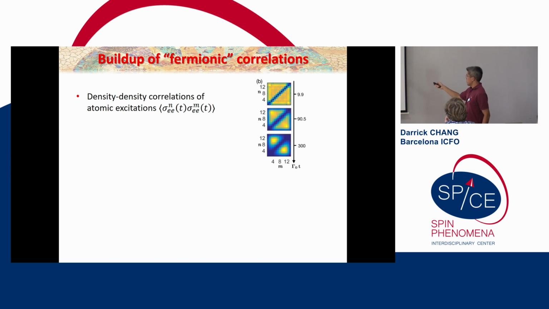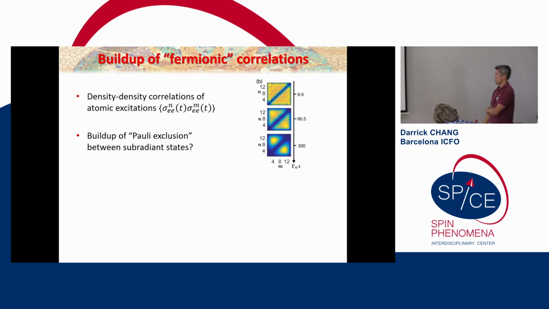But then as you see as time evolves, you see this kind of feature along the diagonal getting bigger and bigger, which means that when one atom is excited, it's then increasingly unlikely that a nearby neighbor is excited at the same time. So if you want to be a little bit provocative, you could say that maybe some type of fermionic behavior or Pauli exclusion is dynamically building up between excitations as a function of time.